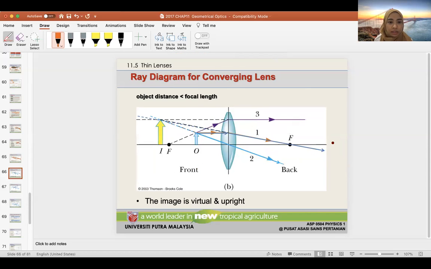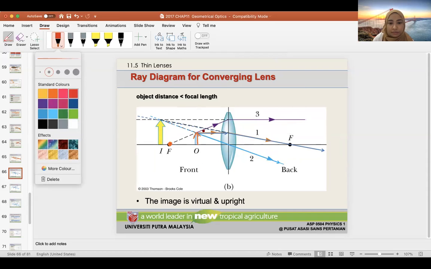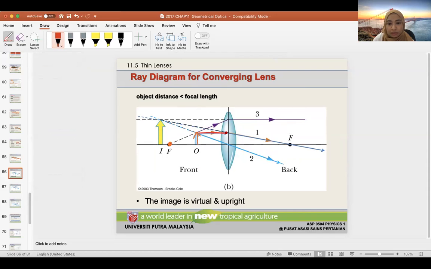Okay, so next one, object distance is less than the focal point. Where is my object? It's here. This is my object, and this is my focal point. So let's draw the rays. The first one, parallel to the principal axis, goes into my focal point. This is a converging lens, so the focal point is on the other side of the lens. Second one goes into the center.